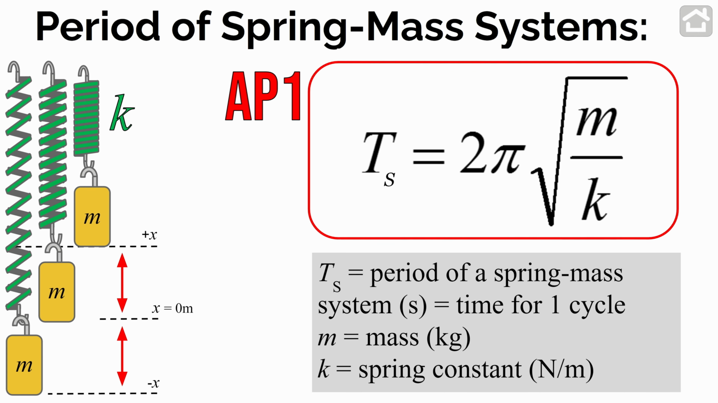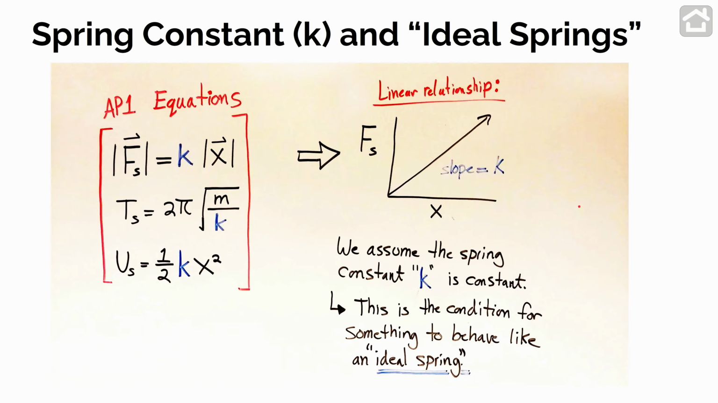So this is one of our AP Physics 1 equations, and it looks like this on our AP Physics equation sheet. Capital T, remember, represents the period, the time for one full cycle. M represents the mass of the system in kilograms, and K represents the spring constant of that spring in units of newtons per meter. Now, one note about the K in this equation, or any of the equations that we have that deal with springs.